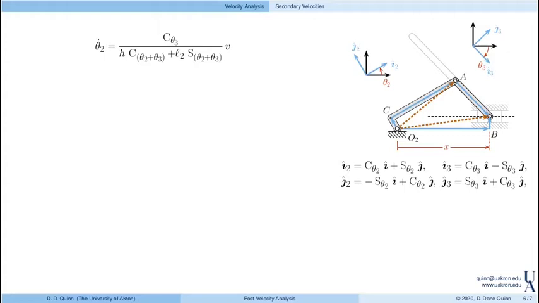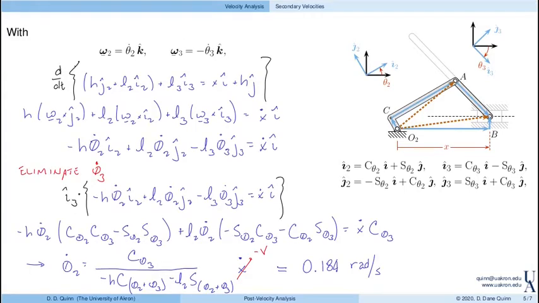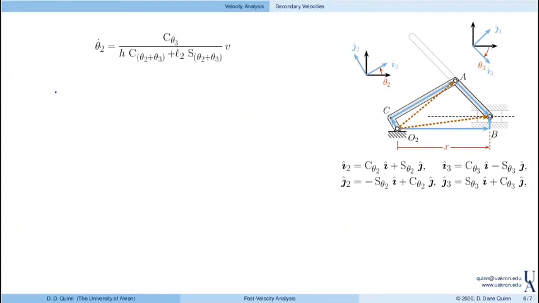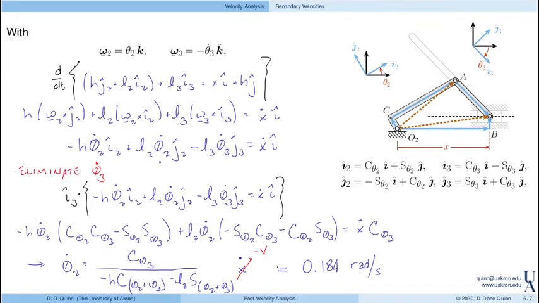Well, I could go and use, say, a component in the ij direction to solve for theta 3 dot now that I know theta 2 dot, but I'm going to go through and do this directly, right? So let's eliminate theta 2 dot. And really the reason that I want to do this is because it's a little bit different. If we go back and look at the velocity equations, theta 2 dot appeared in two different terms.